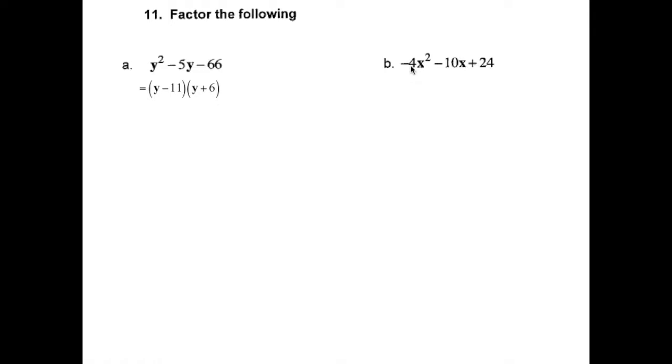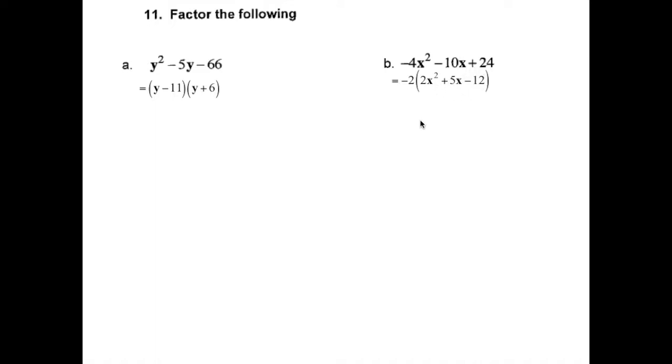For 11b, notice I have a negative in the front. Whenever you do, it's easier to factor it out, and the common factor 2 goes into all these terms. So I'm going to factor out negative 2. This is equal to negative 2 times positive 2x squared plus 5x minus 12.